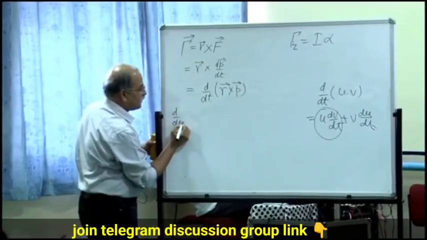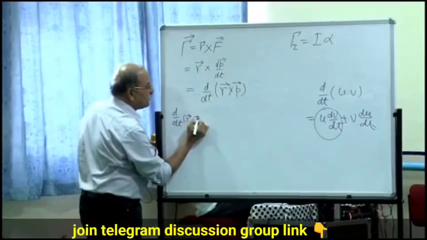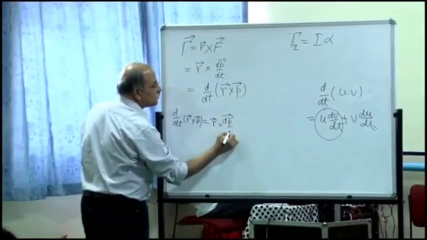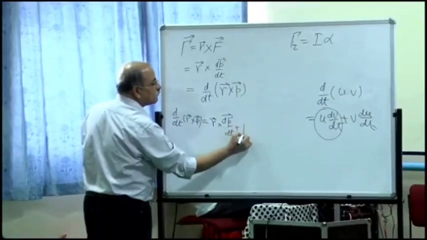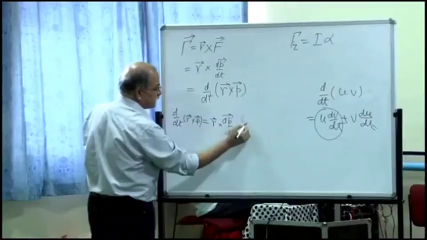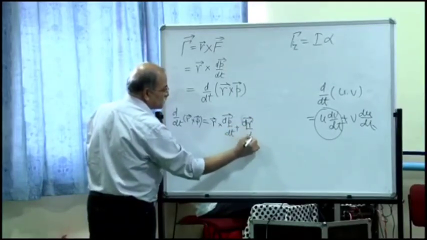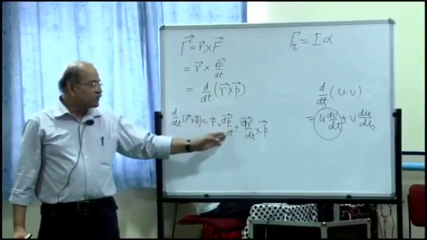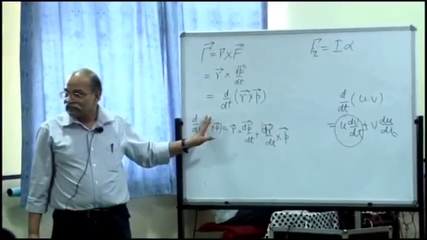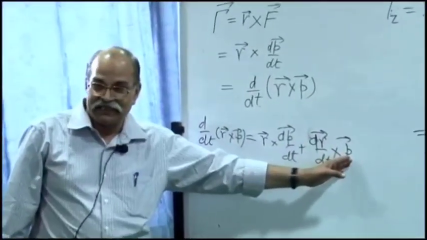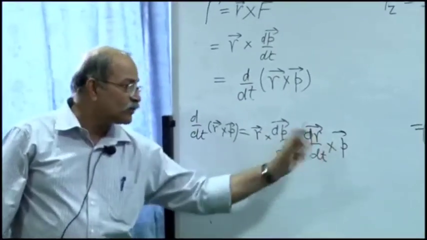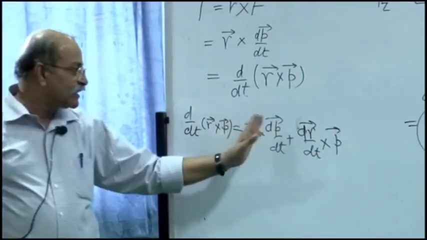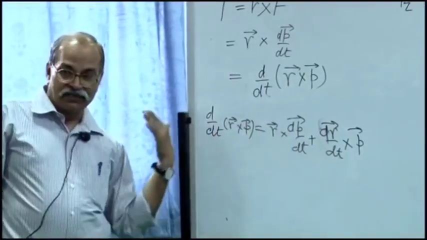d/dt of r cross p will be equal to r cross dp/dt plus dr/dt cross p. Differentiate one, keep the other intact. Differentiate the other one and keep the first one intact. I should not change the order because you know the cross product is not commutative. Therefore, in both the terms r is on the left, p is on the right.